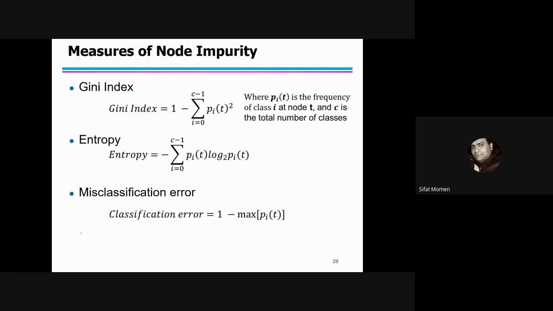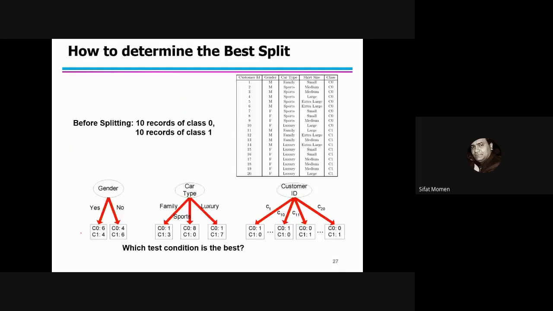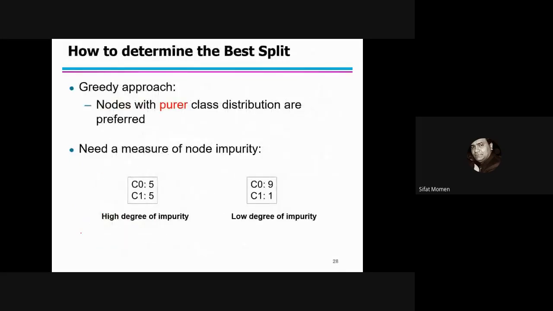And we discussed, so the whole idea of splitting is this: whenever we would like to split, we would like to make sure that as we split, the nodes with purer class distributions are preferred, right? That was our objective. And how do you measure the level of impurity?